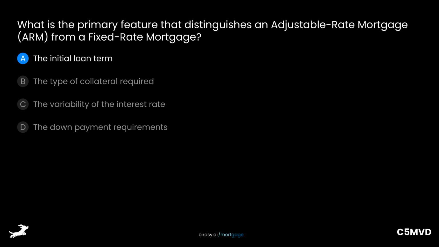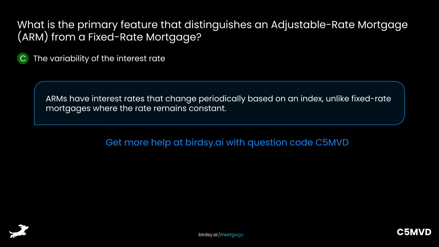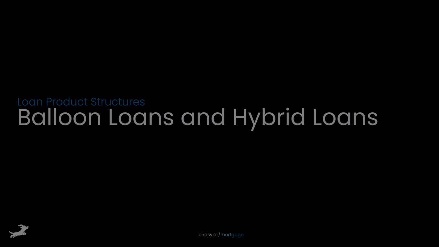Is it A, the initial loan term, B, the type of collateral required, C, the variability of the interest rate, or D, the down payment requirements? The answer is C, the variability of the interest rate. ARMs have interest rates that change periodically based on an index, unlike fixed-rate mortgages, where the rate remains constant. Balloon loans and hybrid loans.